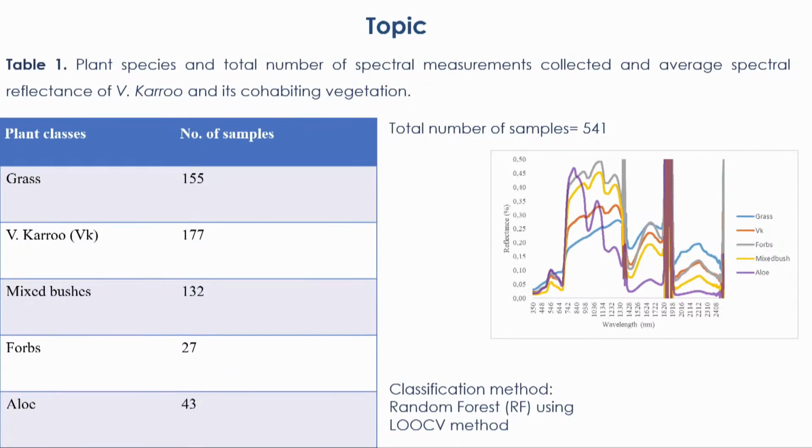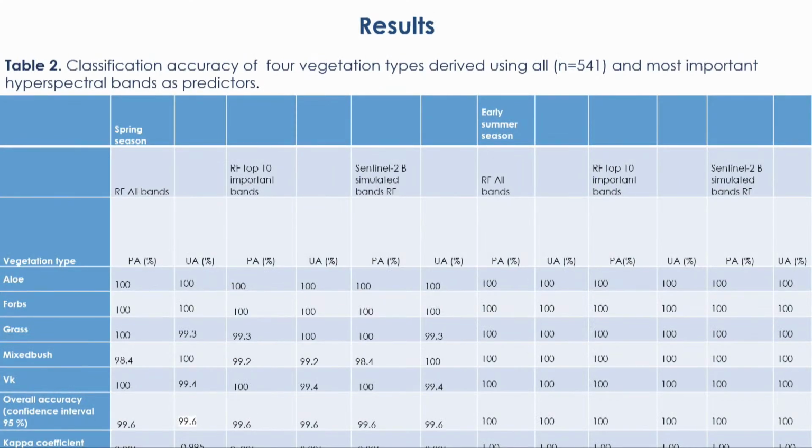To discriminate Vachellia karoo, we applied a classification method using the random forest classification method, specifically using the leave-one-out cross-validation method. So coming to the results, this is a table showing classification results. I forgot to mention that the data was collected during late spring season in October and early summer season in December of 2022.